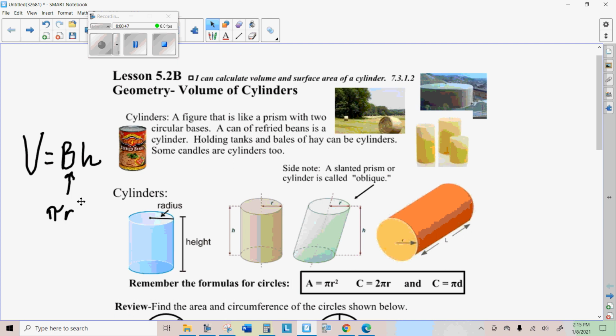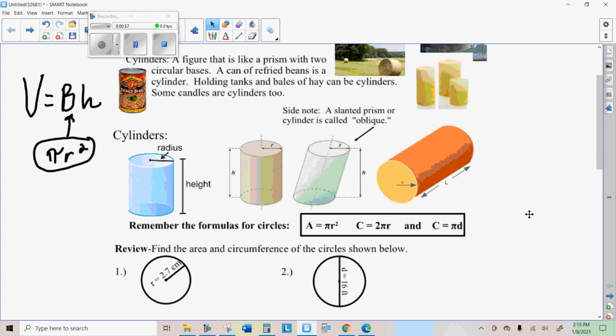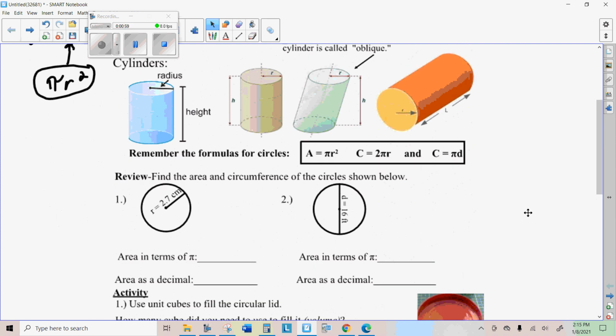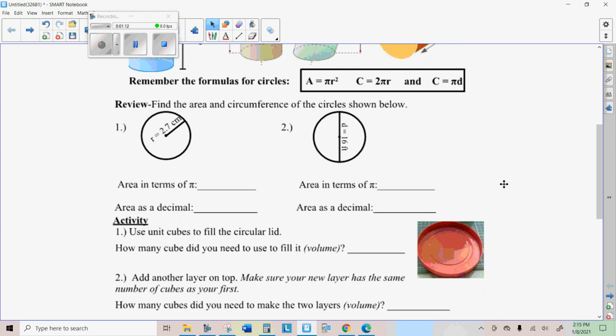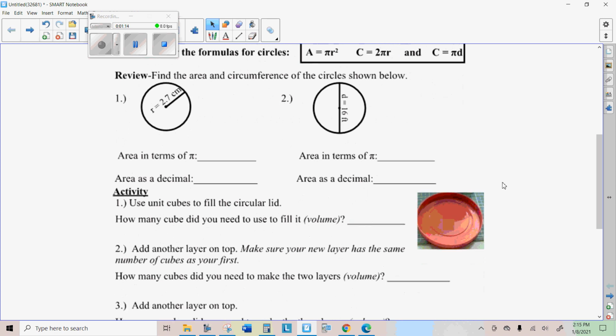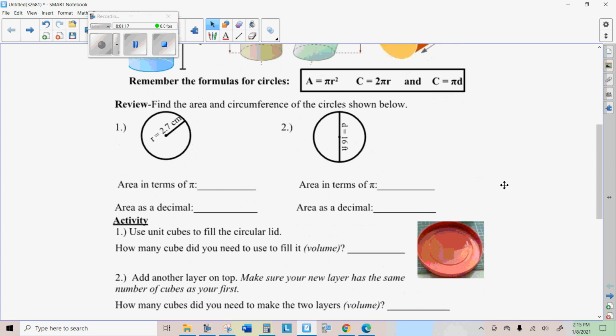So we have to do pi r squared now for that base area instead of some other geometric formula like a triangle formula or something. All right, so we're just going to review this real quick. Go ahead and do these problems. Make sure you get them right. I'm just going to put the answers down. And if you don't know how to do one, make sure you ask. So go ahead and do this quick review. And you can even start on the activity if you want and check that.